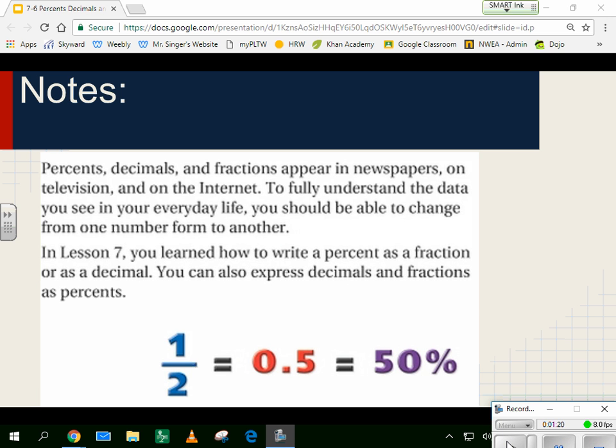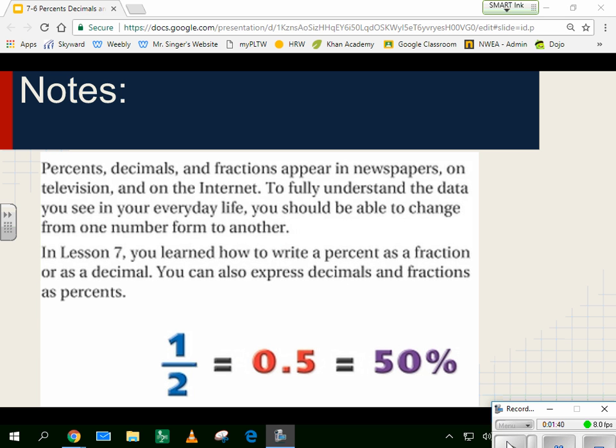Percents, decimals and fractions appear everywhere, even in newspapers, television, all over the internet, when you're shopping. I could go on and on. To fully understand the data you see in your everyday life, you should be able to change from one form to another. And that's what we're going to go through in this lesson: how to write a percent as a fraction or as a decimal.